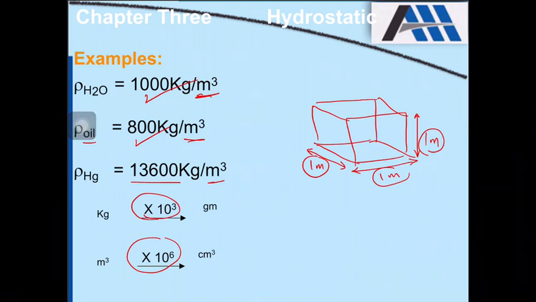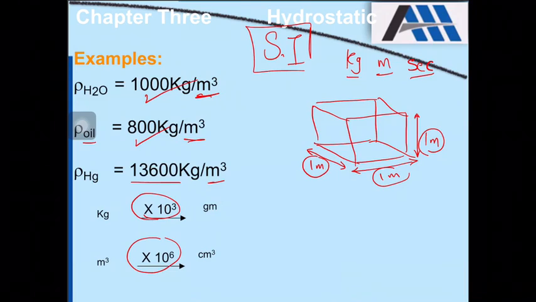But we are using kilogram per cubic meter because of what we called last year the SI units, the Standard International System of Units, or as we call it in French, Système International d'Unités. It uses the kilogram, the meter, and the second, and we use those units all the time.